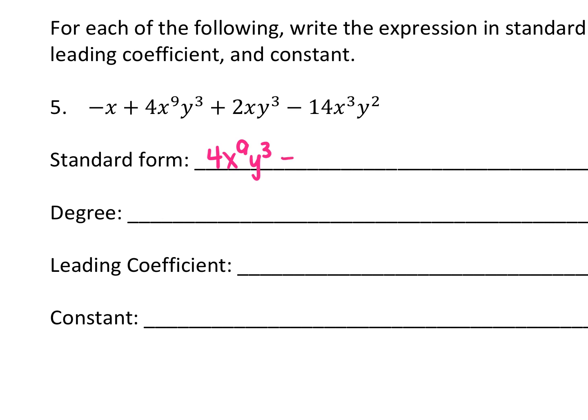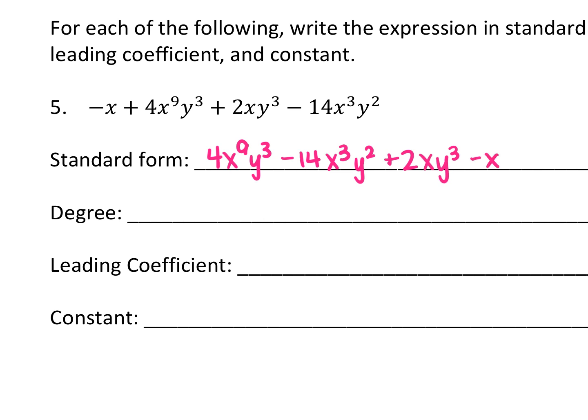Next, we'll have the negative 14x cubed y squared. The power on that would be 5. Then goes down the 2xy cubed. The power on that would be 4. And lastly, the negative x.